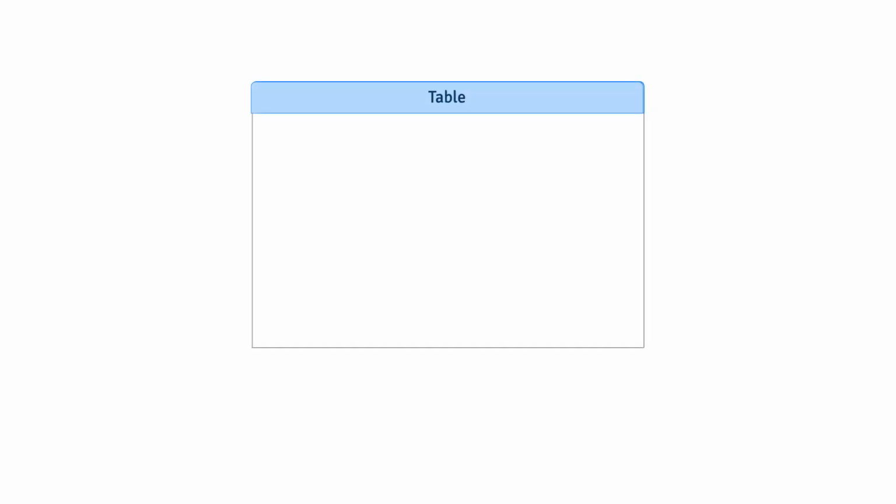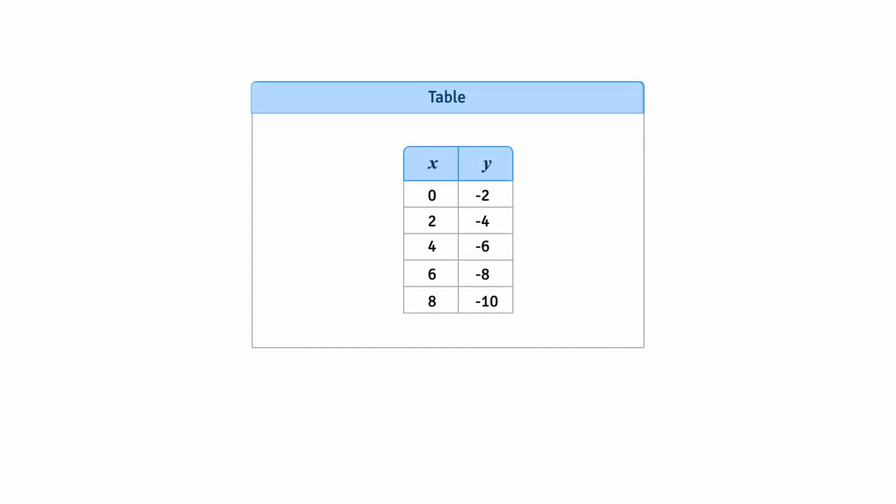In the case of a table, the initial value is the output when the input is 0. This shows in the first row. The output is negative 2 for an input equal to 0. The initial value is negative 2.